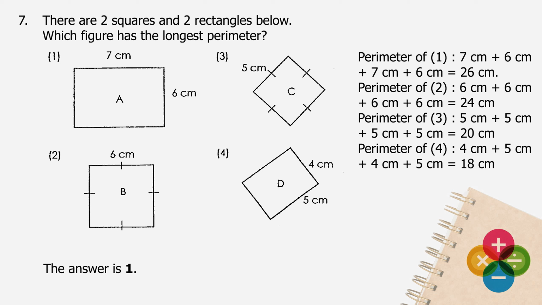The perimeter of figure 3 will be add 5 cm to 5 cm, and to 5 cm, and to 5 cm, and the sum is 20 cm. The perimeter of figure 4 will be add 4 cm to 5 cm, and to 4 cm, and to 5 cm, and the sum is 18 cm. The answer is 1.